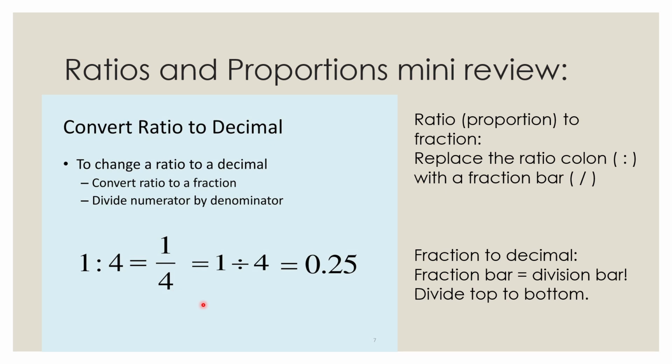All right, now let's say we need to then convert that to a decimal. Well, remember, fractions are division in disguise. So all we need to do is go 1 divided by 4, even plug it into your calculator, and we end up with 0.25, or 25/100ths.